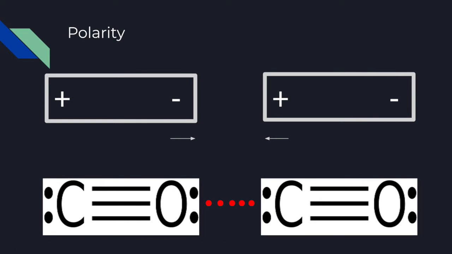As said earlier, opposite charges attract and like charges repel. Therefore, two carbon monoxides could attract one another as shown. The oxygen in one molecule will attract the carbon in the other. The red dotted line is a dipole-dipole force. But remember, the bond, which is an intramolecular force, is much stronger than the dipole-dipole interaction, which is an intermolecular force.